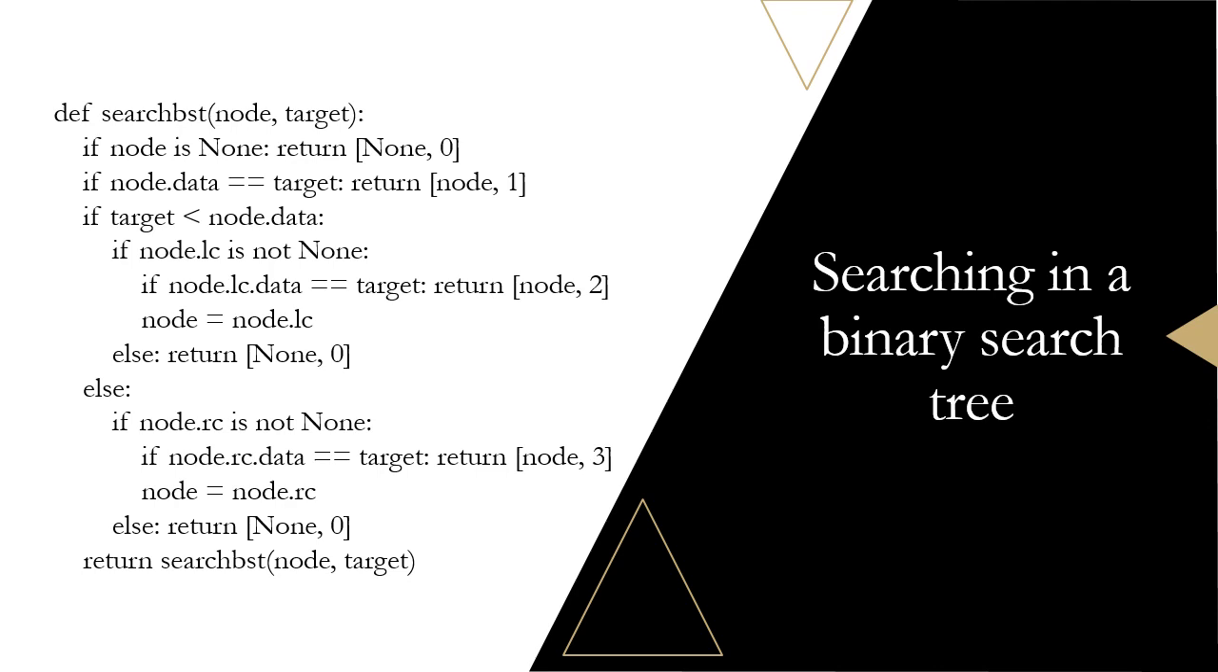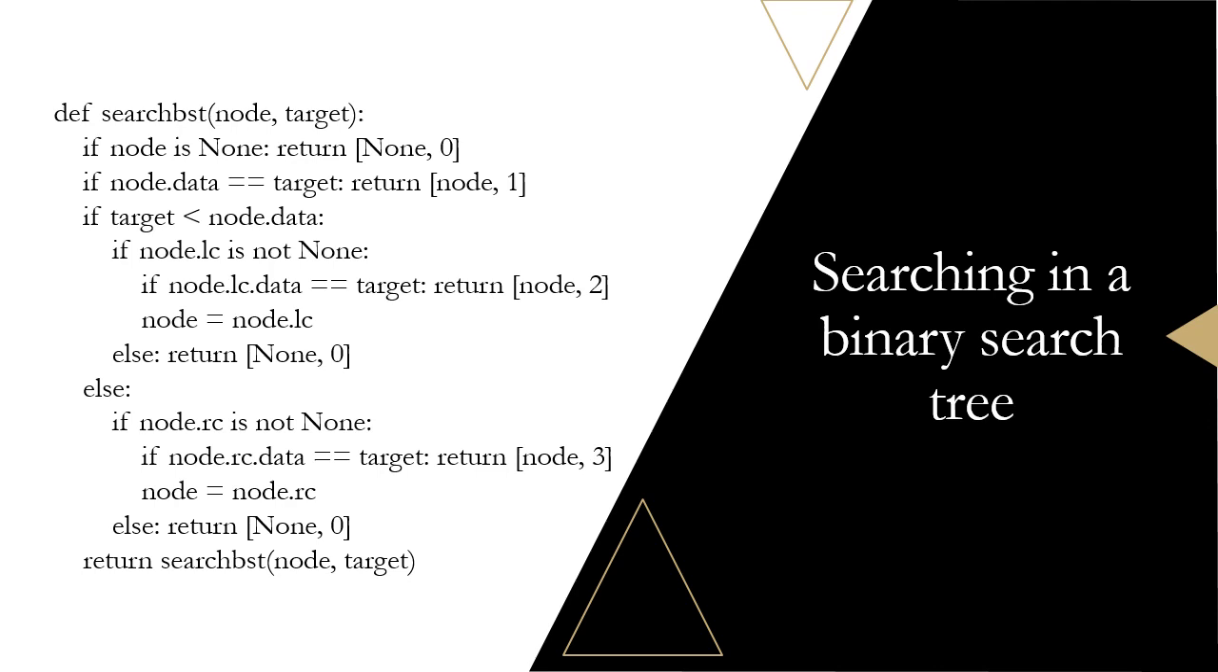If target is less than node.data, we will move towards the left subtree, and if it is greater than node.data, we will move towards the right subtree. In this code, if target is less than node.data, we will execute the body of the if, and if it is greater than node.data, we will execute the body of the else.